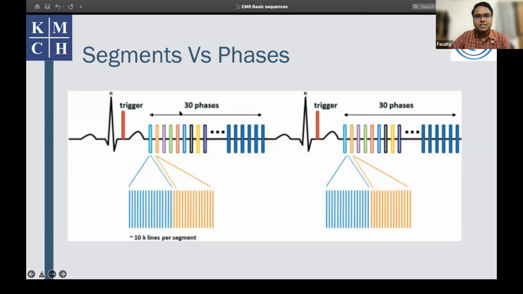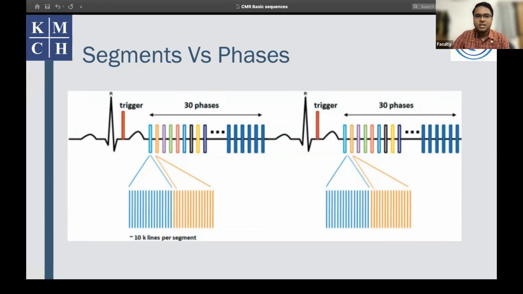So the main difference between segments and phases is that segments is nothing but the number of lines that are filled in the K space from a single point in cardiac cycle. So here, this RR interval is divided into phases, and for the first image, let's say the patient has a heart rate of 60. So this one RR interval will be of 1000 milliseconds duration, that is 1 second. And we divide this RR interval into 10 phases. So each phase image has a time of around 100 milliseconds for us to acquire that particular image.